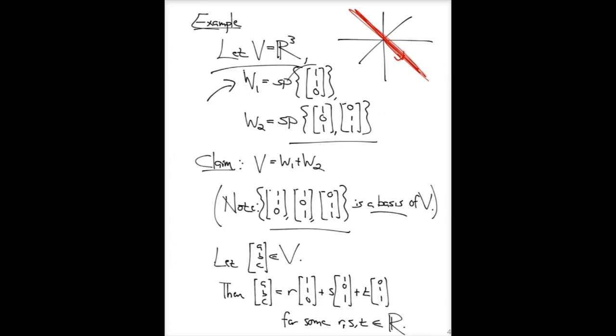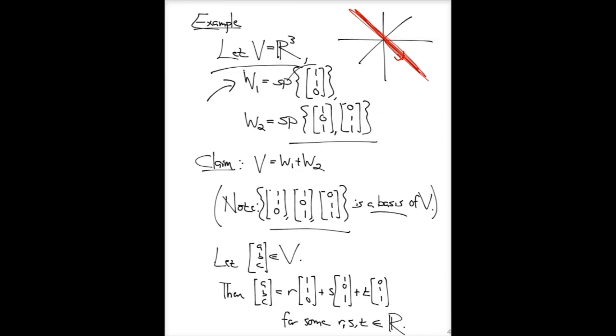So let's take an arbitrary vector in V. That's our vector (a, b, c) here. Let the column vector (a, b, c) be in V. Then, because this set is a basis, we know that (a, b, c) is equal to some linear combination of those three vectors: r times the first plus s times the second plus t times the third, for some r, s, t.